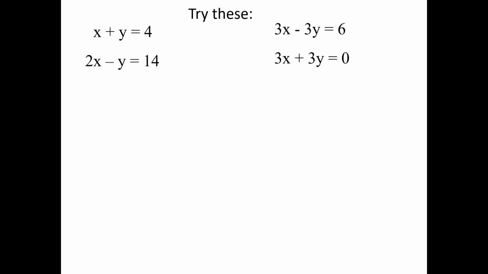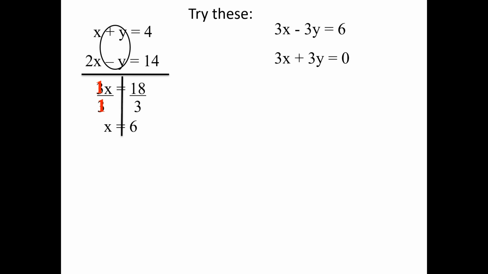So let's give a couple more tries here. We've got x plus y is 4. We've got 2x minus y is 14. I'm going to combine these two together. Notice that I've got a positive y and a negative y. They're going to go away. I've got x plus 2x is 3x. 4 plus 14 is 18. And now I can divide by the 3, isolating my variable, finding that x is 6.